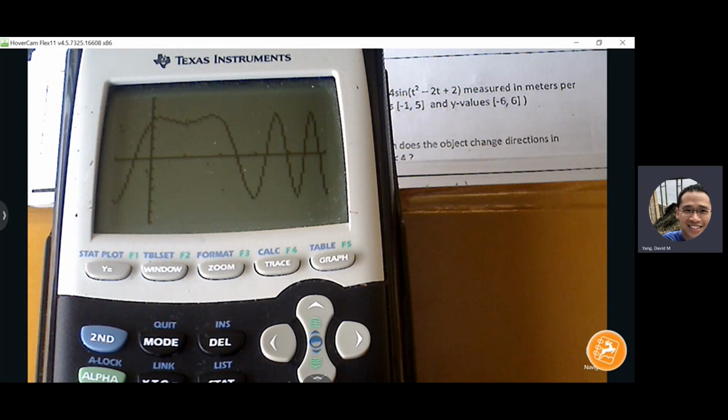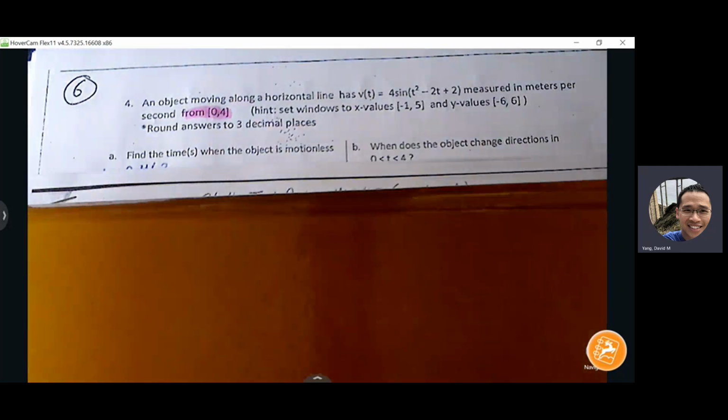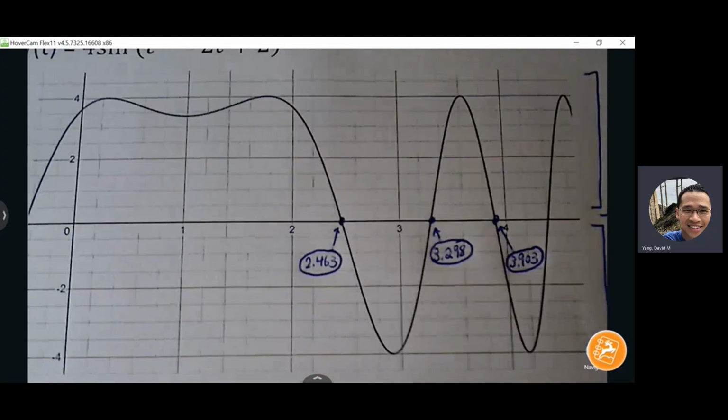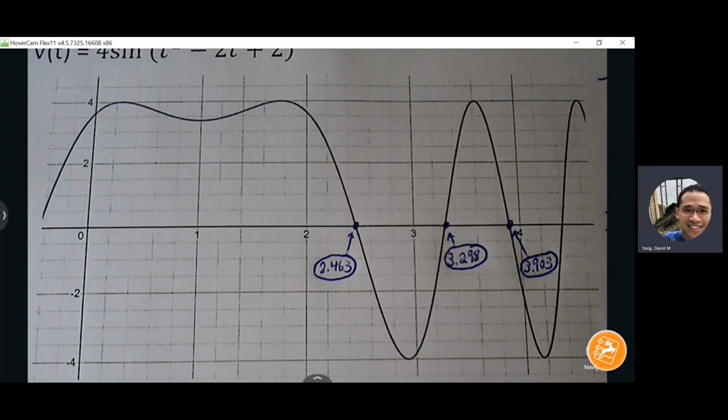Between 0 and 4, 3. Okay. Now I printed this out just to show that graph here, but this is what we're trying to do. We're trying to find those x-intercepts. Okay. We're going to make the calculator do it for us.